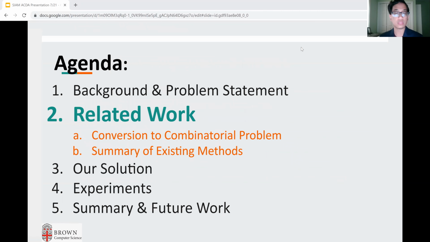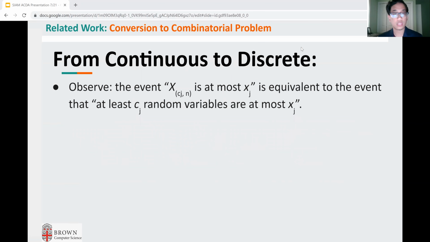Okay, now we take a look at the combinatorial formulation of our problem and how our predecessors have approached the problem. In the conversion from the continuous to discrete problem, the key observation that we need to make is that the event that the C sub jth order statistic is less than or equal to the small x sub j is equivalent to the event that at least C sub j random variables are less than or equal to small x sub j.